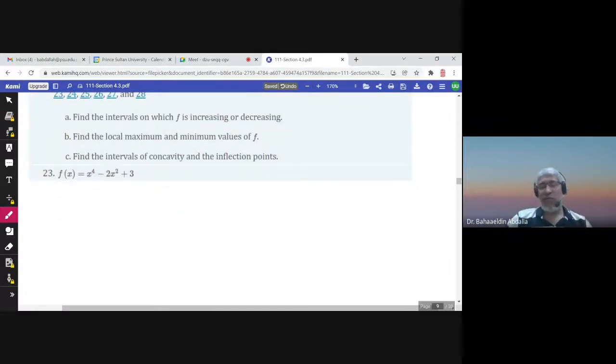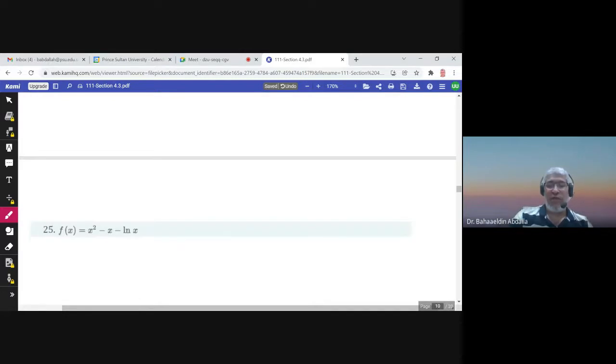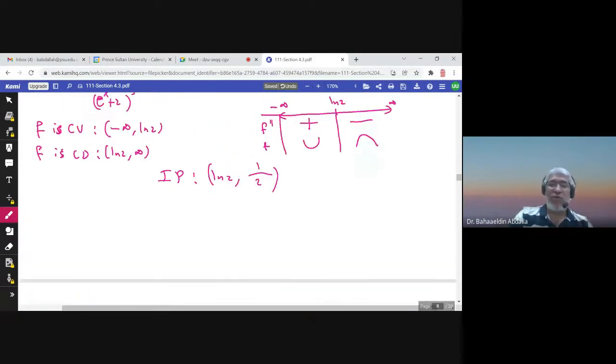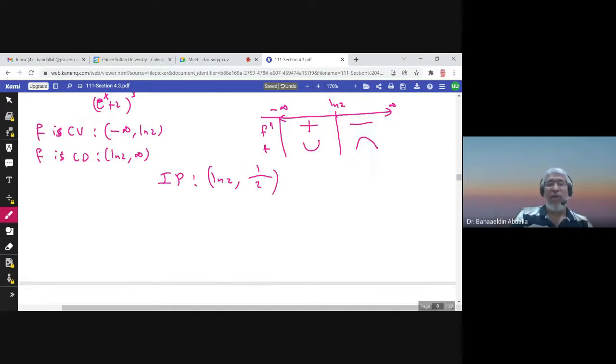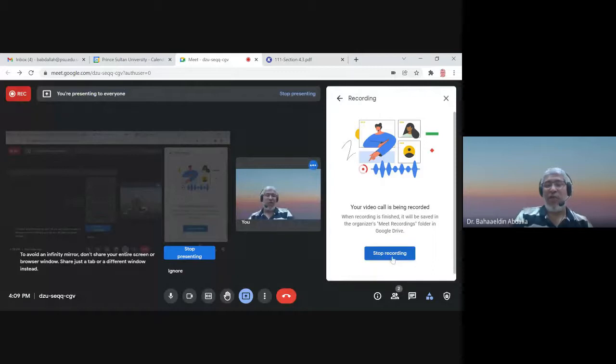Now, in these questions, we need to find the intervals on which f is increasing or decreasing, and the local maximum and minimum, and the intervals of concavity. We have some questions, okay? So we will postpone them. We will solve them in another video. So this video is specially for concavity test.